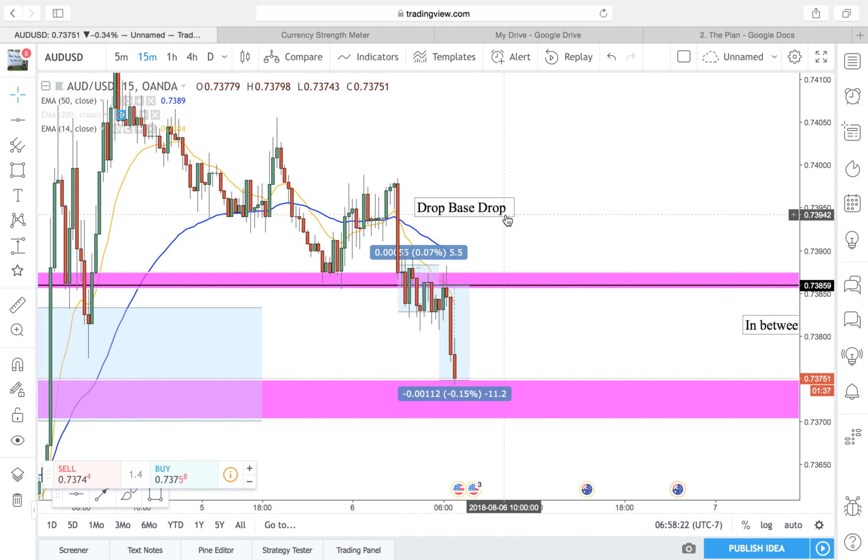But then, of course, we have a group. But this is what we look for. This is what I look for. I like to keep it as simple as possible. If I don't have a setup, I do not trade. That's it.